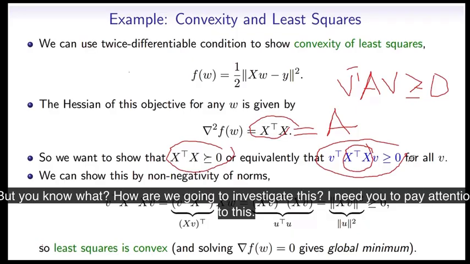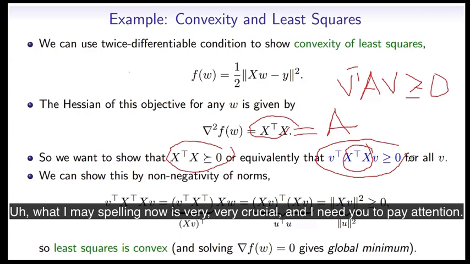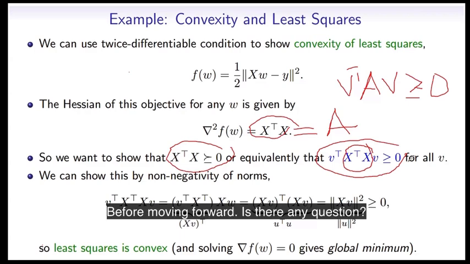But you know what? How are we going to investigate this? I need you to pay attention to this. What I'm explaining now is very, very crucial, and I need you to pay attention. Before moving forward, is there any question?